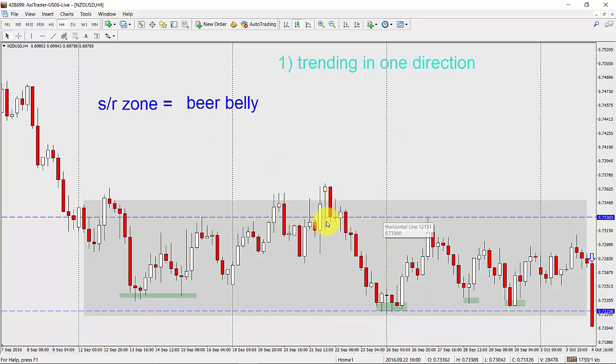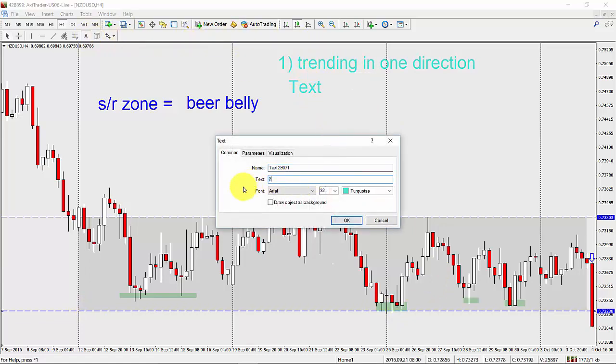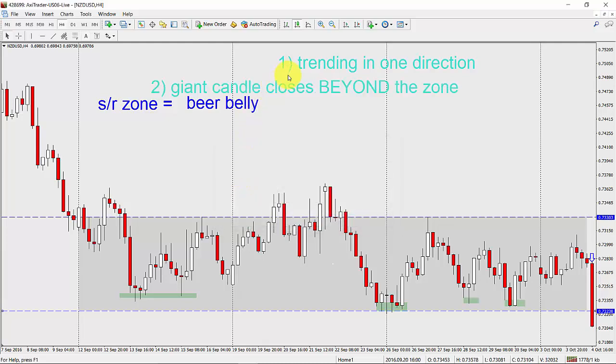I think that a lot of people might accept that. Depending on where you put the top and the bottom, it's going to vary a little bit, but essentially it's going to look something like that. So it's trending in one direction. That's rule number one. Rule number two is we get a giant candle, giant being the critical word here, that closes beyond the zone. Now, what do I mean by beyond the zone?